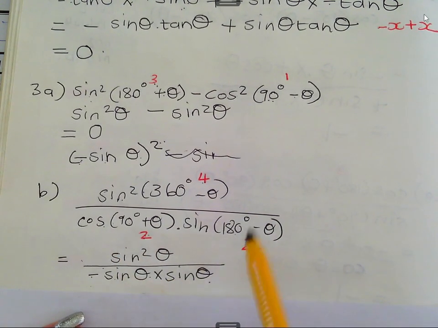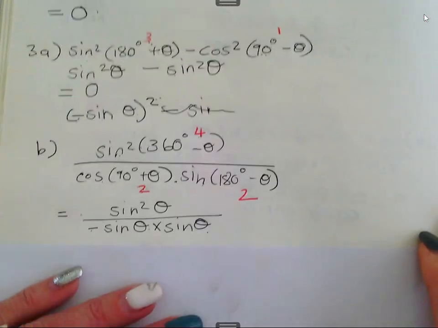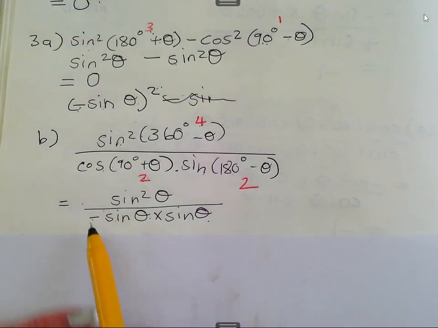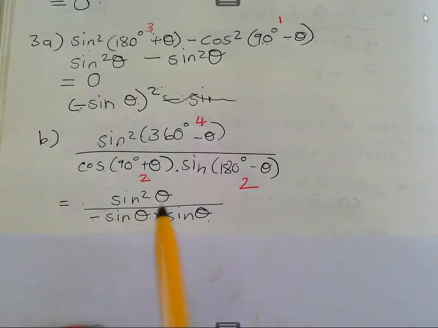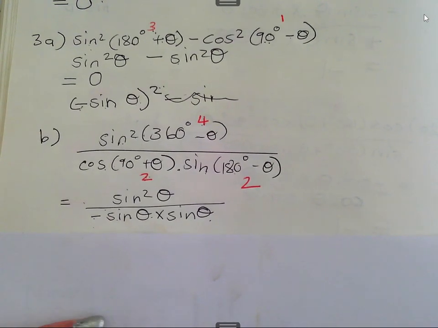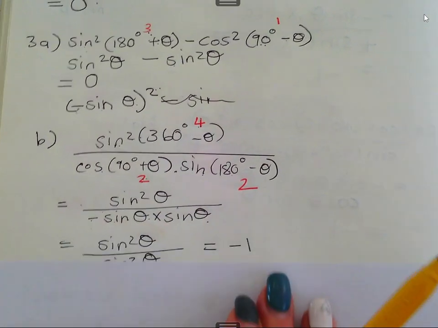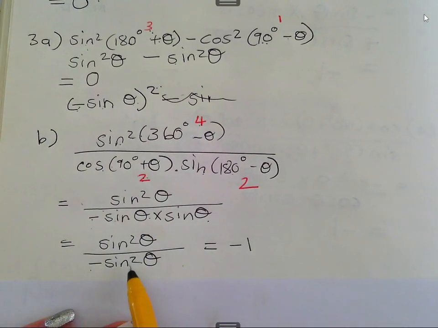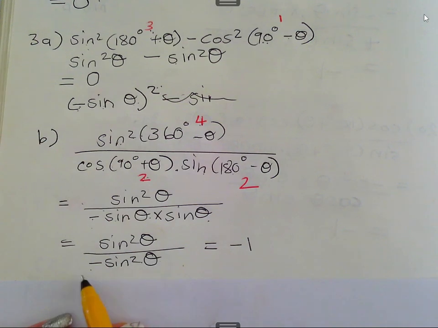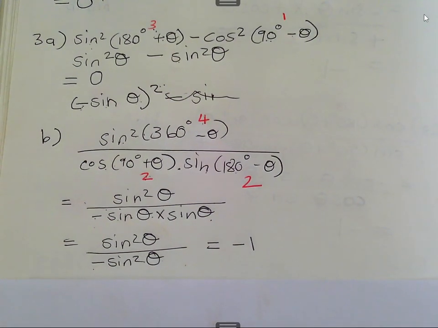180 minus is second quadrant. It's positive for sin and it remains sin. Do you see here negative times a positive? It's gonna stay a negative, and nothing can change that. Even if you say sin theta times sin theta, that becomes positive. That becomes sin squared theta. It remains the negative there, and then my answer is minus 1.